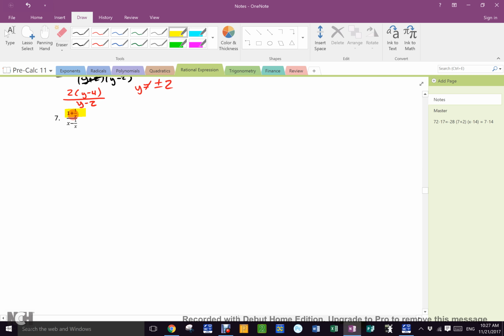What is that really? That is 1 plus 1 over x, yeah? Right? What's 1's denominator? 1. Can I add those together? Why not? Because they don't have a common denominator. What is the common denominator? X. So the common denominator is x.